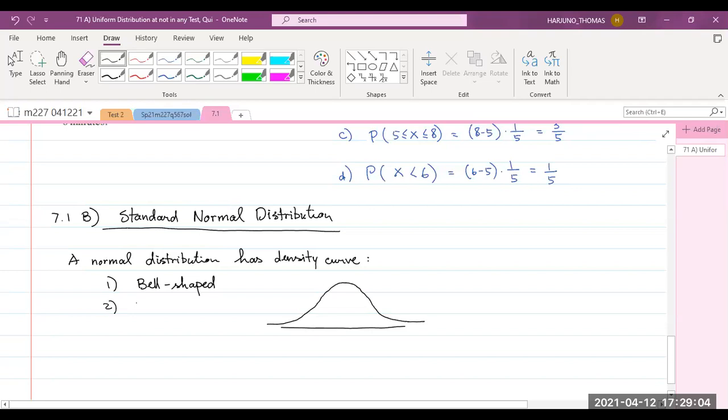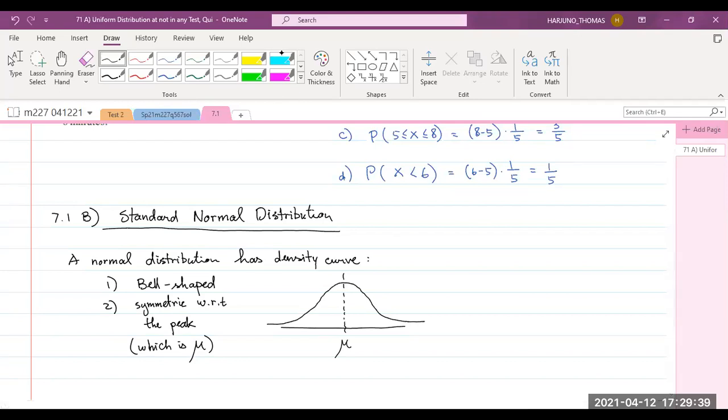Second, it's symmetric with respect to the peak, which is the average, which is the mu. So the peak here, that's the average, that's the mu. And it is symmetric. So you can graph this bell-shaped curve, right? And then you fold that along this dotted line, then the left and right will meet. That's what we mean by symmetric.